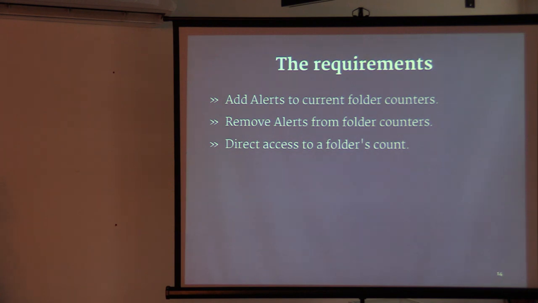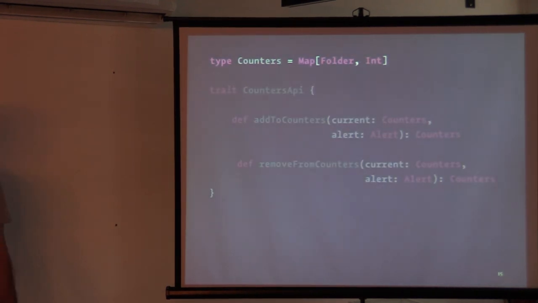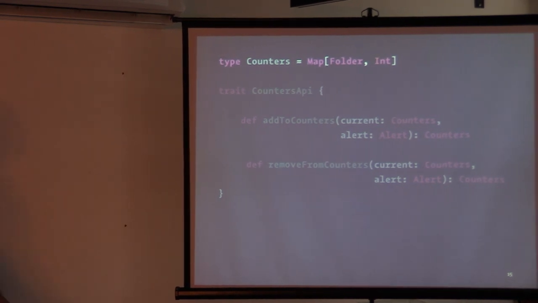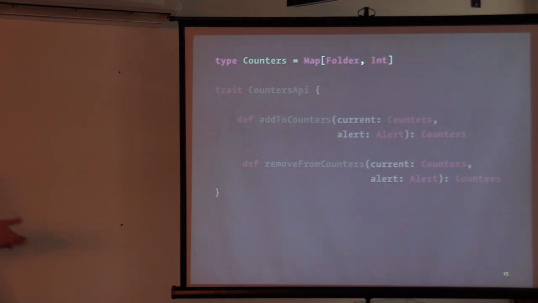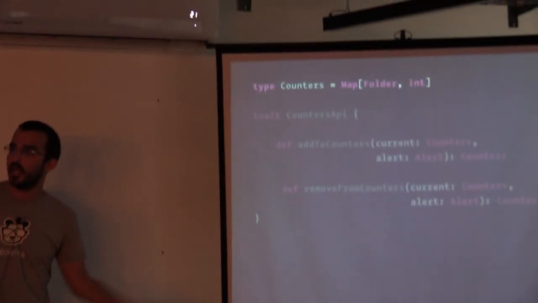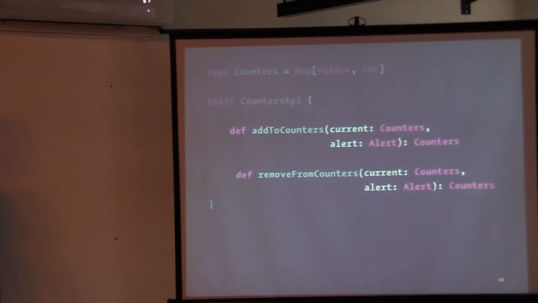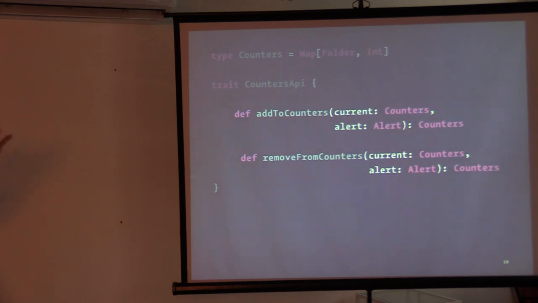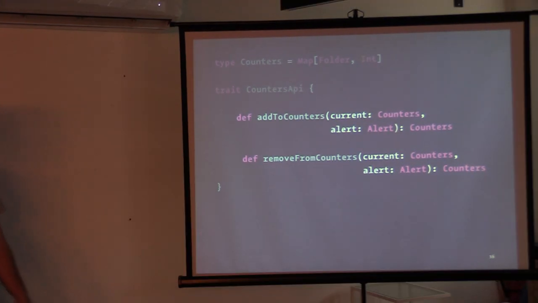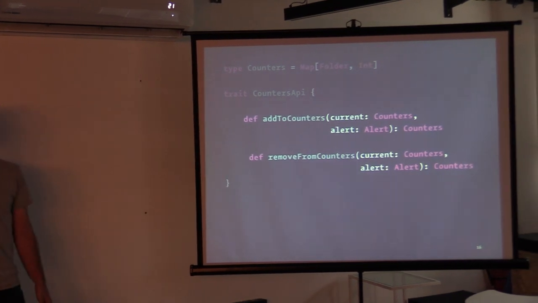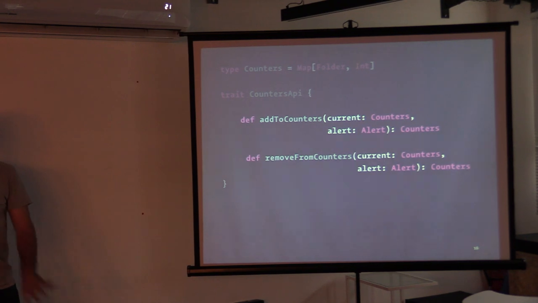So we think of all the requirements, we think of all our data, and begin designing our API. And our API looks like this. So first thing, we define a type alias called Counters, which is just a mapping of folders to int, because we need to save for every folder its count. Great. And then we define the counters API, the real logic. And we define it using two functions, the addToCounters function and the removeFromCounters function. Both take the current counters and an alert and return the updated counters. So this is the story.